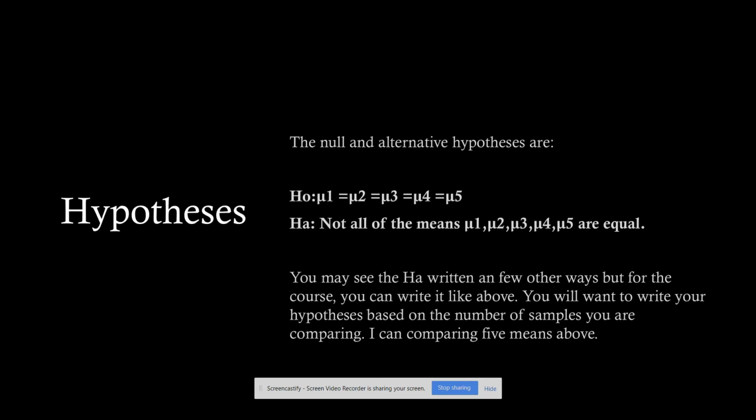So again, the null hypothesis, you can write it out. So say here I have 5 samples. My null is that the mean of sample 1 equals the mean of sample 2 equals the mean of sample 3 equals the mean of sample 4 equals the mean of sample 5. My alternative is that not all my means for mean 1, 2, 3, 4, and 5 are equal. So you can see the alternative written a couple other ways, and you can write it the way you want it. Just make sure it makes sense to you.